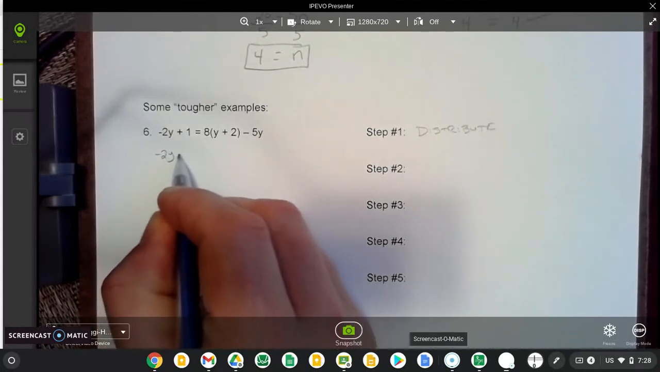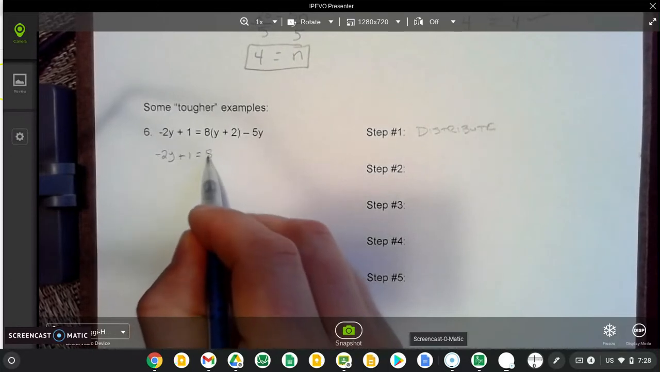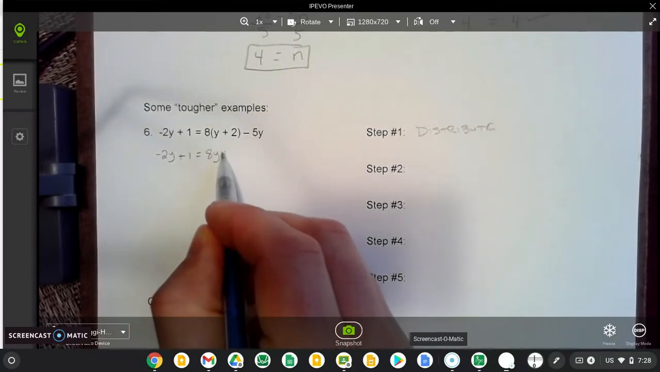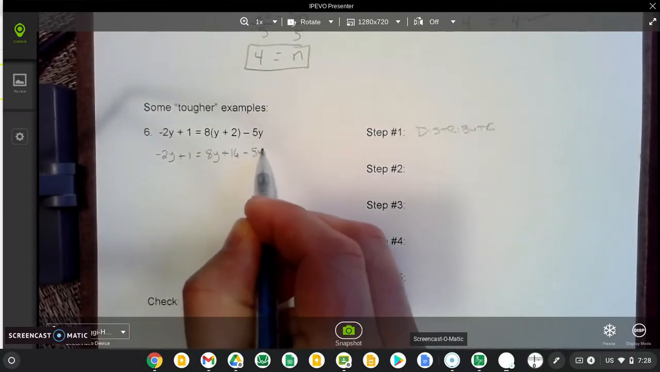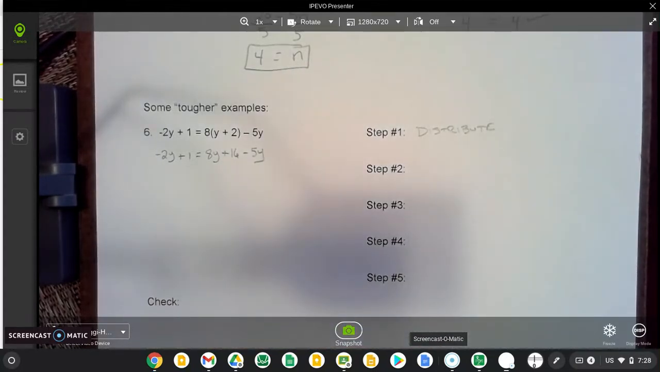I'm not doing anything on the left, so that stays as negative 2y plus 1. 8 times y is 8y, and 8 times 2 is 16. And then I'll just bring down my negative 5y. 8y plus 16 minus 5y.